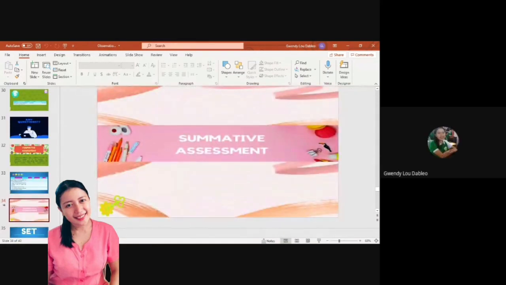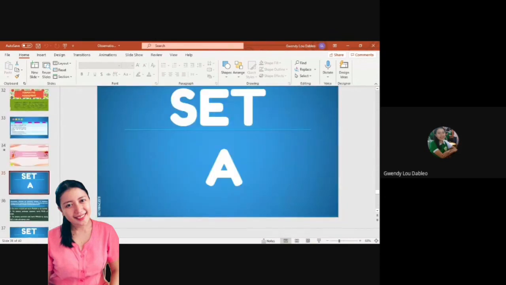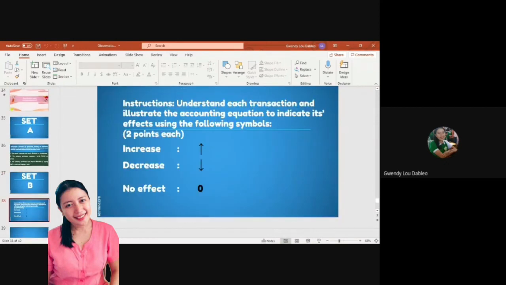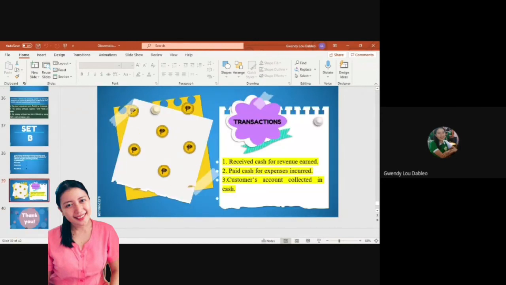For summative assessment, there are 2 sets of tests. For set A, you will illustrate accounting equation by identifying whether it's increase, decrease, or no effect on asset, liabilities, and equity accounts using the amount given. For set B, you have to understand first each transaction and illustrate accounting equation to indicate its effects using the following symbols. Transactions. I will give you 10 minutes to answer the transactions. Very good. Everyone got perfect.